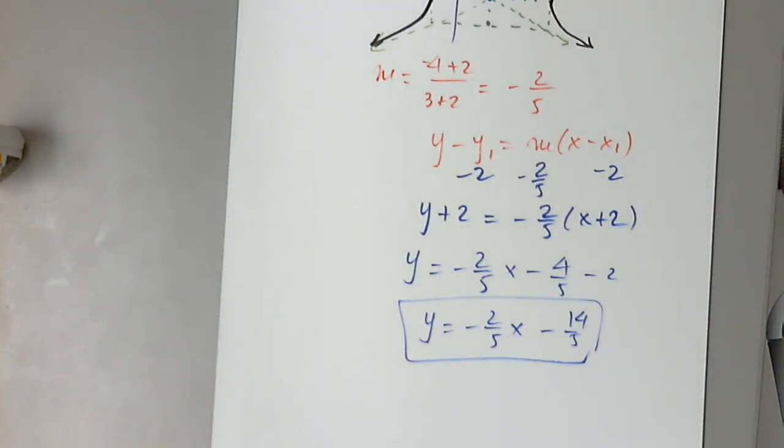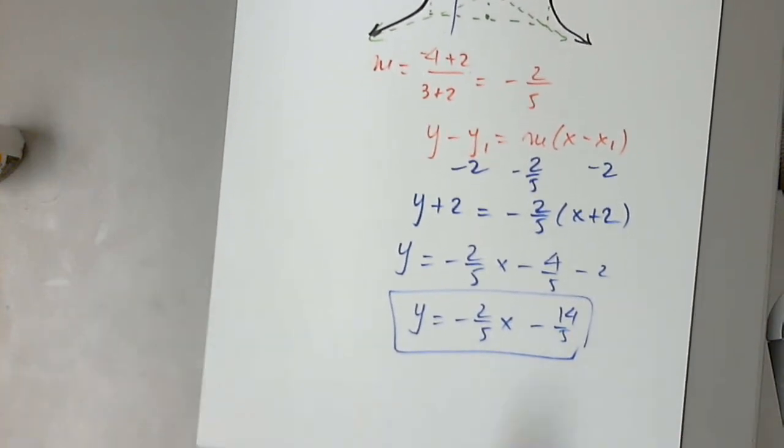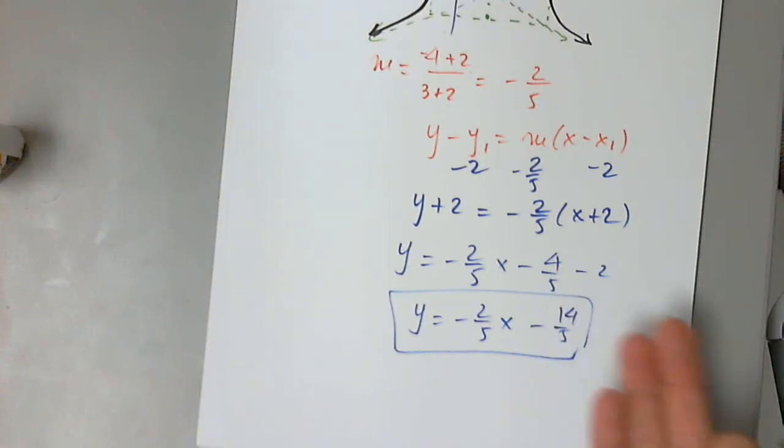It's much easier when the center is at the origin, of course, because you just have rise over run and nothing else. And it does not have a free term, of course, but in this case, slightly more difficult.